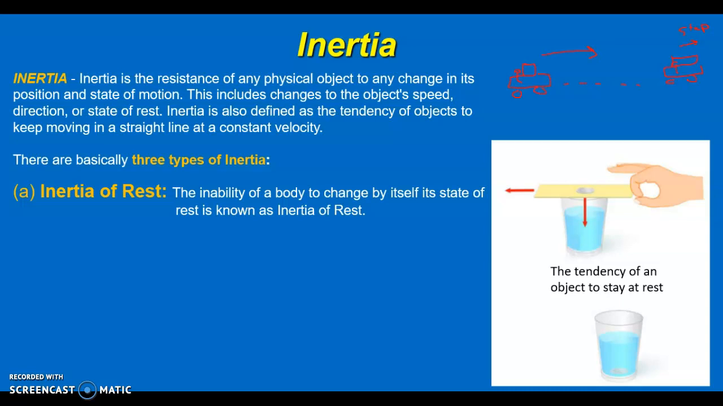What happens is that this coin tries to resist this change in the state. How does it resist this change in the state? It tends to move downwards. Why does this happen? Because it wants to remain at rest.